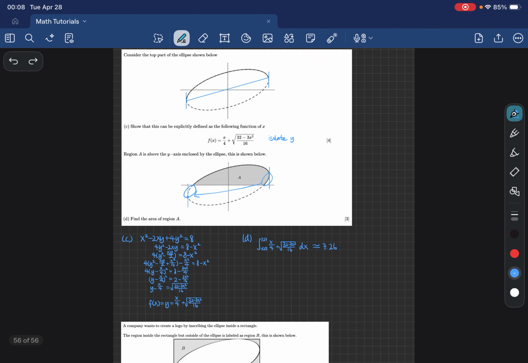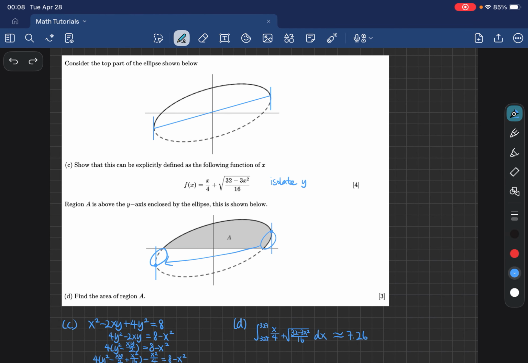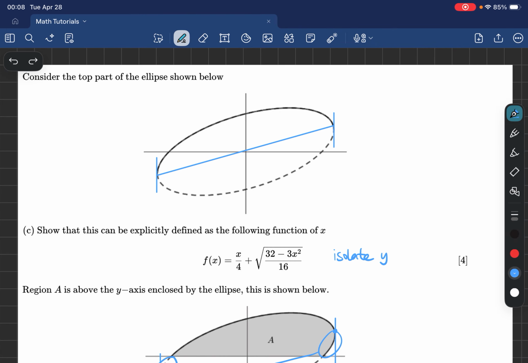So now we have 3 more questions, C, D, E. So now it's asking for the top part of the ellipse. So it's from here to there, the solid line. It might be a little hard to see, but it just means from here to there, the line occurring here. And it wants you to show that this part that I just traced can be defined by the following function. So at first you might be a little confused about how it wants you to show it. What is it asking for?